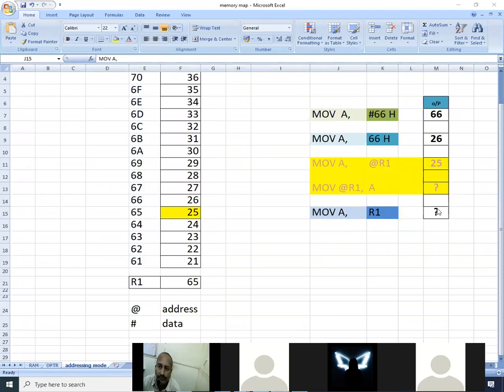Mm, 65. So let us see what is the correct answer. Move A, R1. इथं डायरेक्टली R1 मध्ये जो डेटा आहे, मग काही असू देतो. So that is going to be converted into the A. R1 कुठे आहे सध्या? R1 इथे आहे. तिथं काय डेटा आहे? 65. So that 65 is going to be transferred to the A. So definitely the correct answer will be the 65.